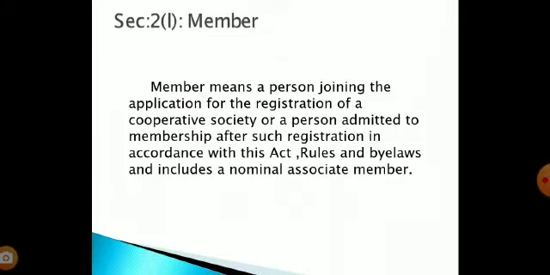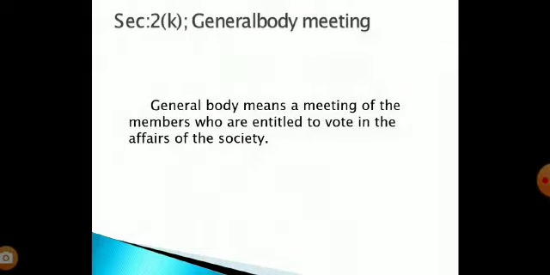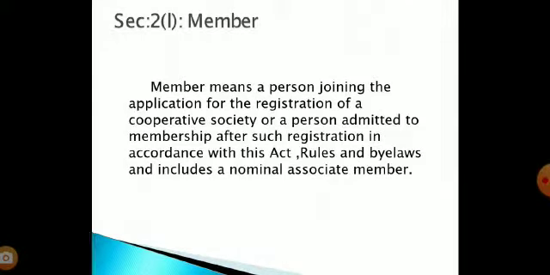Then section 2 subsection L defines member. The term member means a person joining the application for registration of a cooperative society or a person admitted to membership after such registration in accordance with the act, rule or bylaw, and includes a nominal or associate member. Nominal member is also termed as associate member.